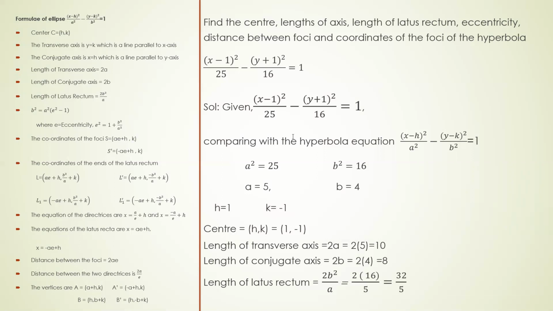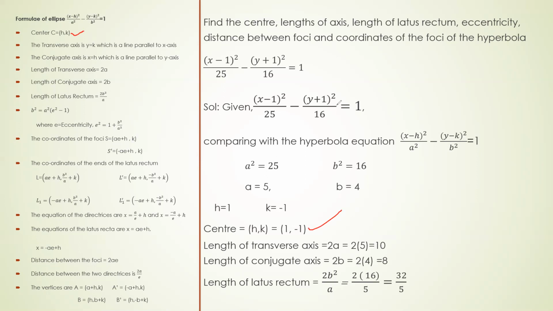Here the center is given by (h, k), which we have already calculated. So we will just substitute that. Center is equal to (h, k). The h value is 1, whereas the k value is -1.